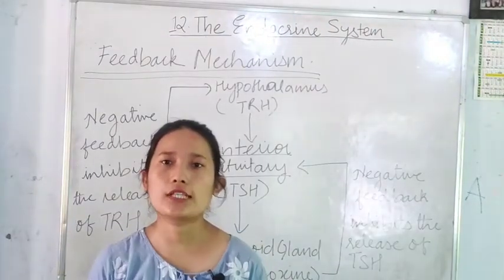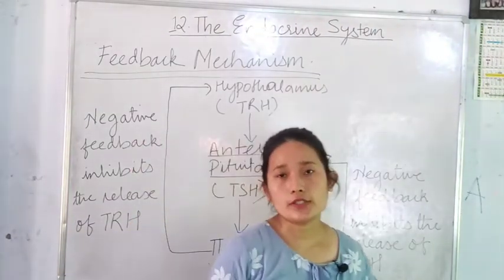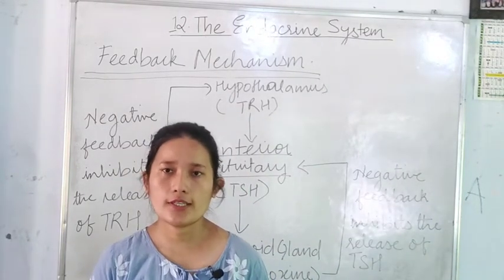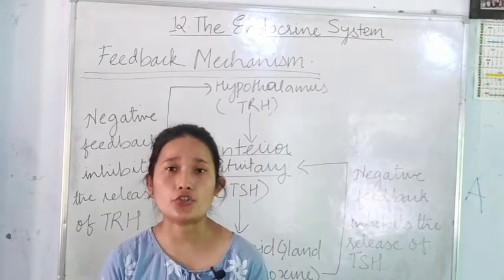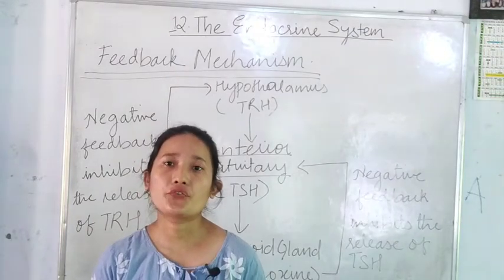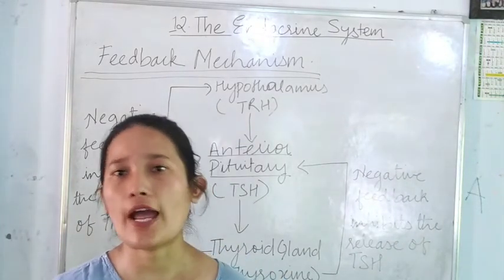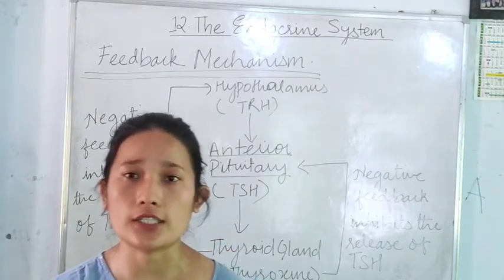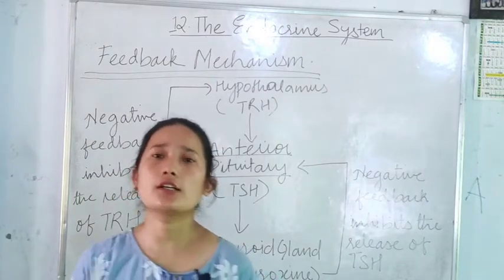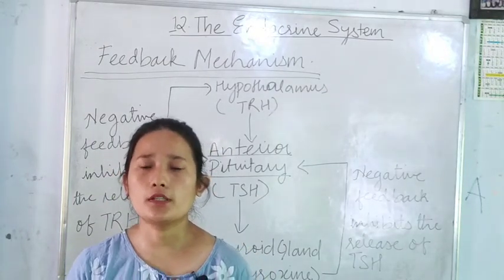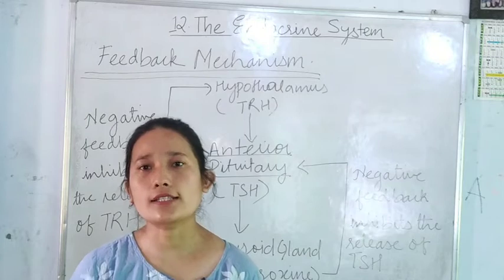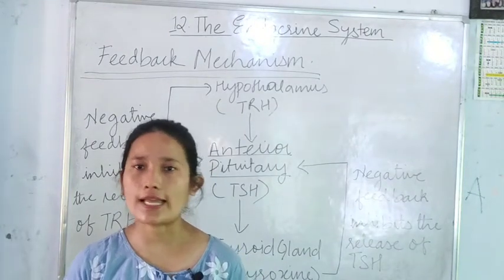Now let's go through the last topic of your chapter, that is feedback mechanism or control of hormone secretion. I have been repeating again and again that your hormone has to be secreted at an optimum level, right? If they are lower or higher, we have already seen that leads to certain disorders in our body, right? So how does the maintenance of an optimum level of a hormone take place? Our body has a mechanism of maintaining that level.